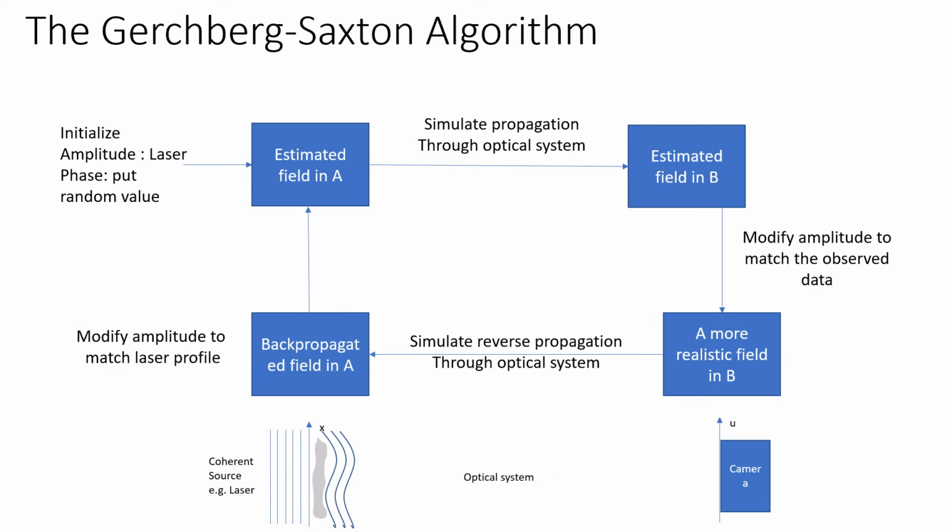The principle of the Gershberg-Saxton algorithm is that by repeating this operation many times, hopefully the algorithm converges and the amplitude updates stop being dramatic changes. If we stop the algorithm in A, then after n loops, we get an estimated value of the phase and our problem is solved.